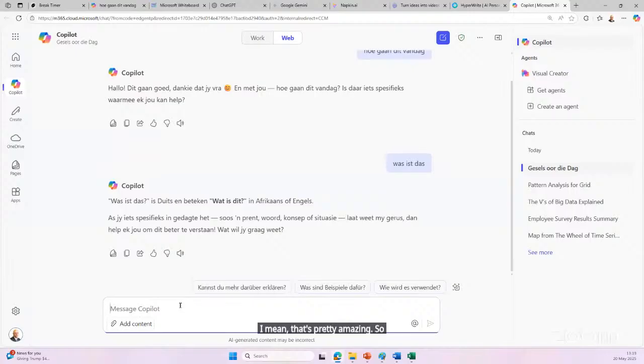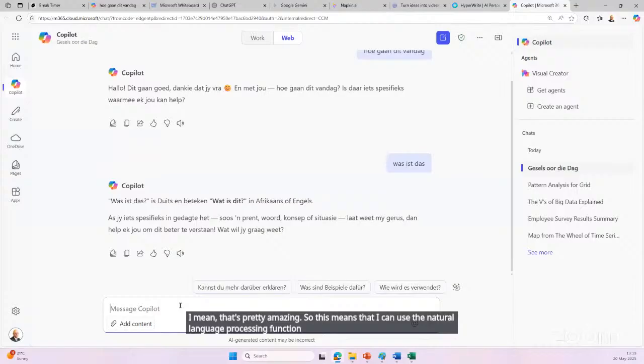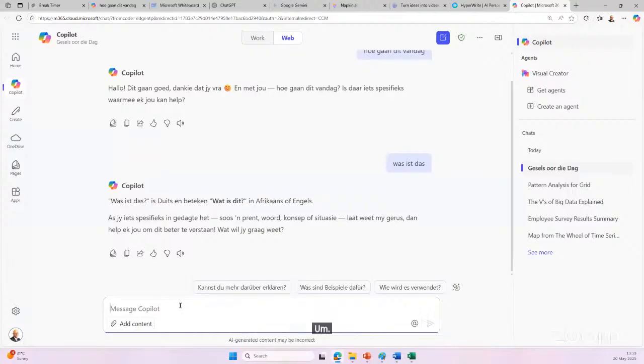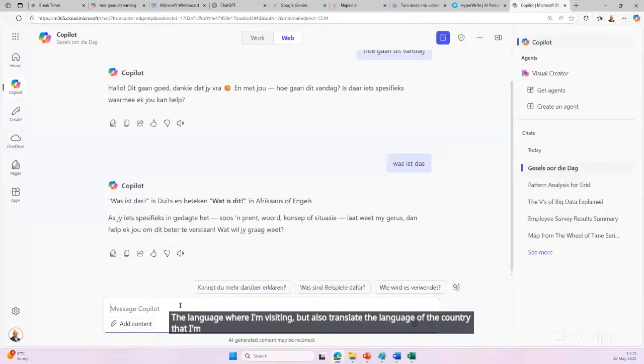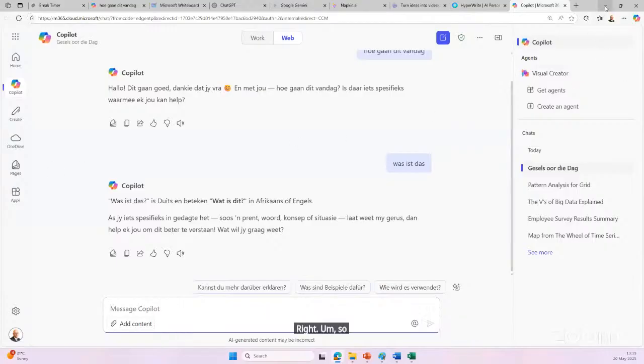So this means that I can use the natural language processing function on any mobile device when visiting a foreign country. I would be able to use the interpreter function, not only to translate my language into the language where I'm visiting, but also translate the language of the country that I'm visiting into my language. Right. So that's the idea of natural language processing.